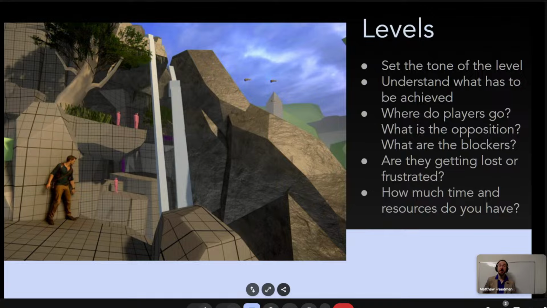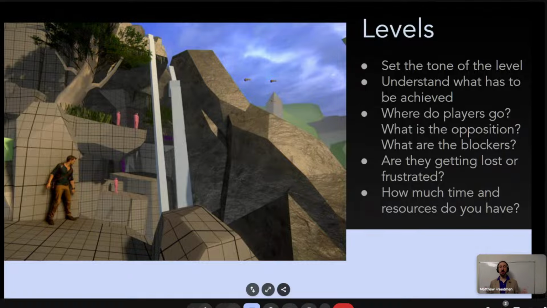Making sure the players understand what has to be achieved. What's their goal on the level? So many levels are derailed because they aren't clear about where the player is supposed to go. Why are they even here? What's their objective? So making it clear where the players go. Like, what's my path forward?